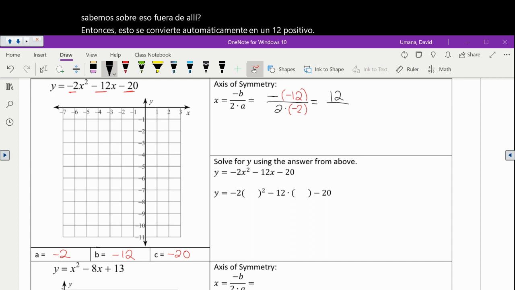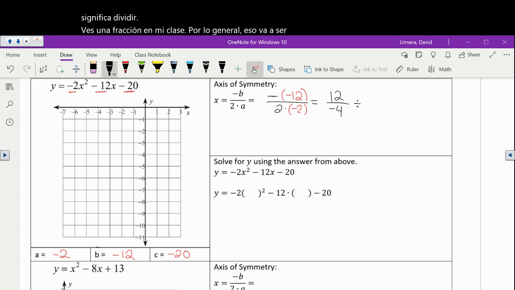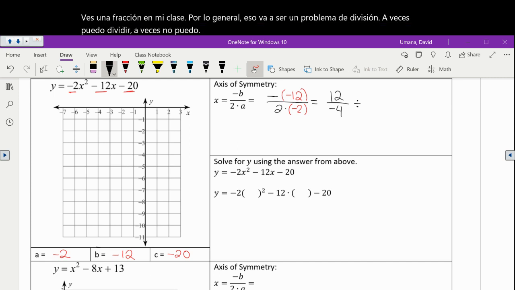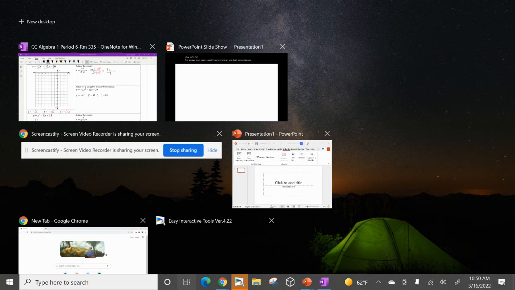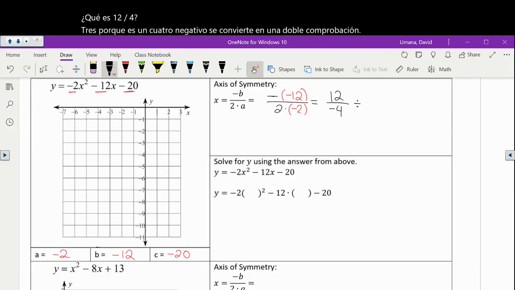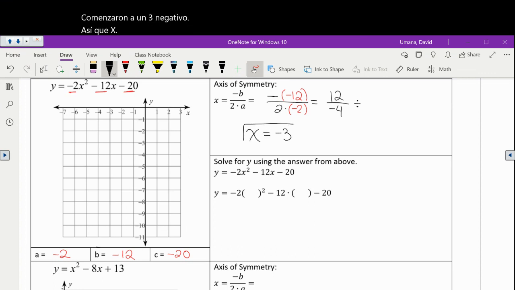2 times a -2 is how much? This is the bottom part. 2 times -2? -4. So -4. And this means divide. You see a fraction in my class, typically speaking, that's going to be a division problem. Sometimes I can divide, sometimes I cannot. What's 12 divided by 4? 3. But because it's a -4, it turns into a double check. This turns into a -3. So x is equal to -3. Make that nice and obvious.